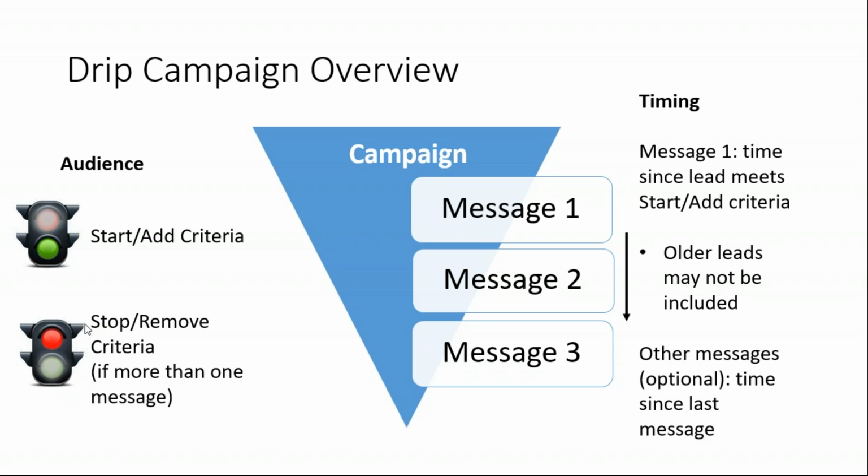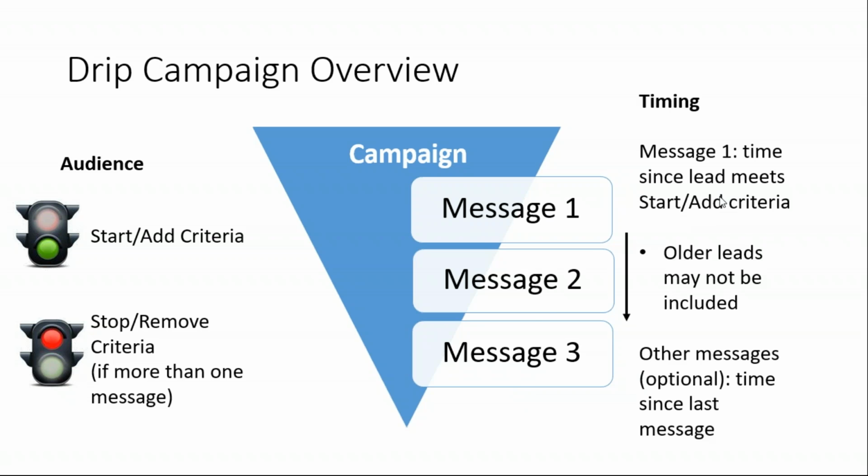So, for example, if the criteria to get into a campaign was to be a new lead and I wanted to send a first message, then I could time that message 1 hour after the person met the criteria. Some people would never receive another message because they would meet the stop criteria. So it would make sure that they don't get messages number 2 and 3. But they might get all 3 messages if they never meet the stop criteria.